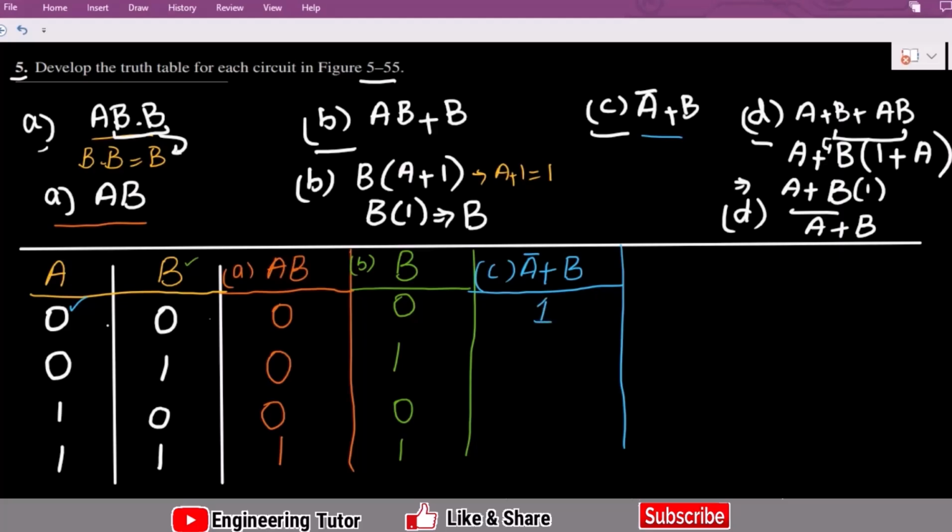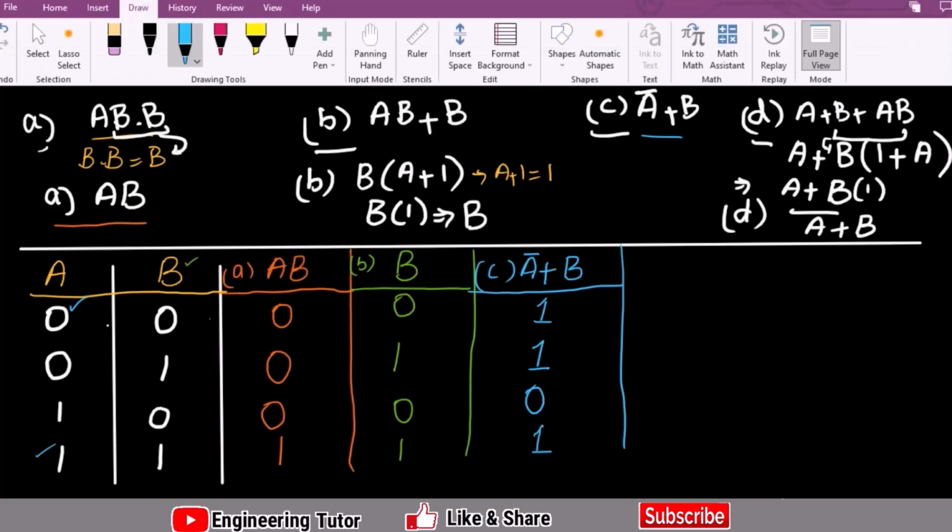Similarly here, 0 complement is 1, 1 plus 1 is again 1, so let me write it here as 1. Here the 1 complement is 0, 0 plus 0 is 0. And here the value of A complement is 0, 0 plus 1 is 1. So that is the output for part C. We have seen that we can find it out very easily.